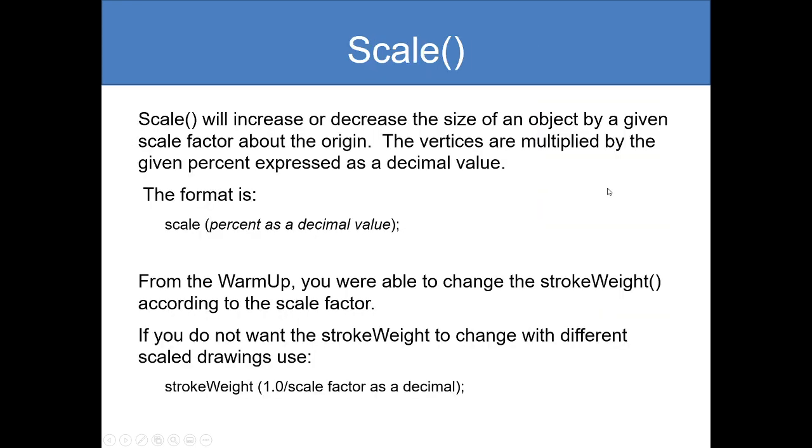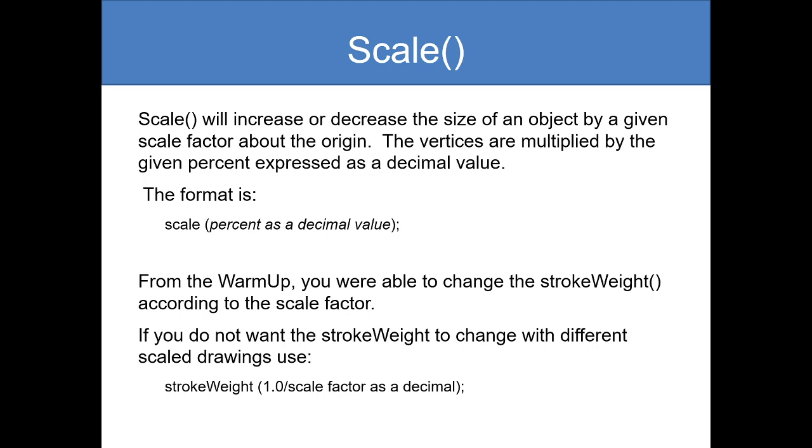Okay. So scale increases or decreases the size of an object by a given scale about the origin. The vertices are multiplied by a given percent expressed as a decimal value. So that 3.5 was that 350%. If I did 0.3, it'd be 30%, so it actually would get smaller. And so you can make objects get bigger and smaller.